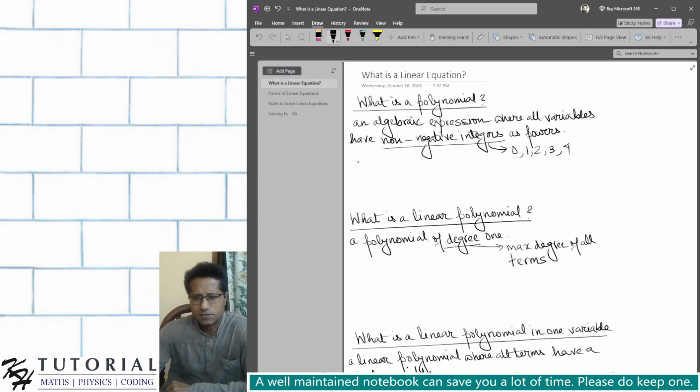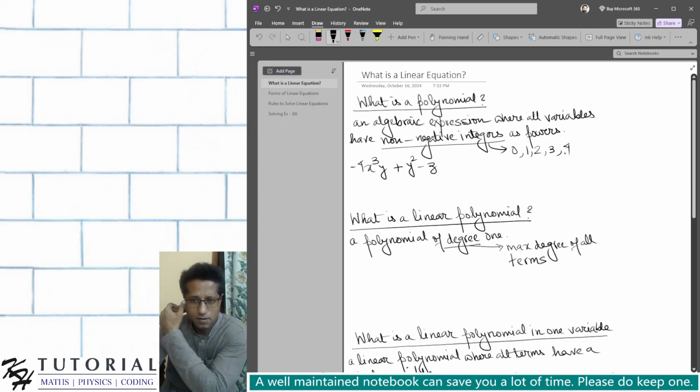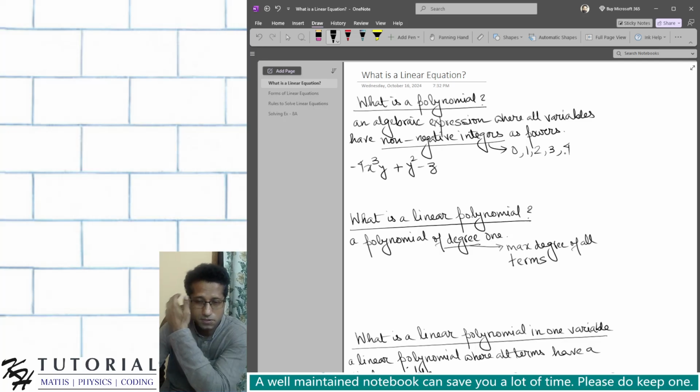So, for example, the algebraic expression minus 4 x to the power 3 y plus y square minus z. This is a polynomial, because this is an algebraic expression where all the variables, we have 3 variables x, y, z, and all the variables, their powers are non-negative integers. That is, either they are 0 or positive integers. That is, the powers are whole numbers.